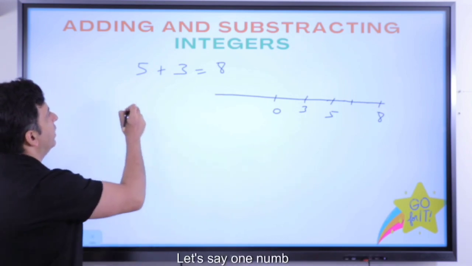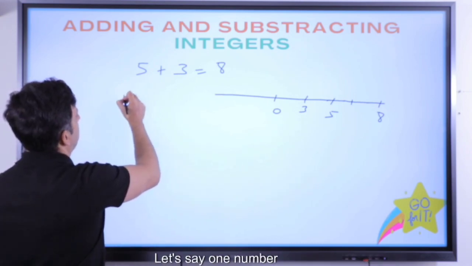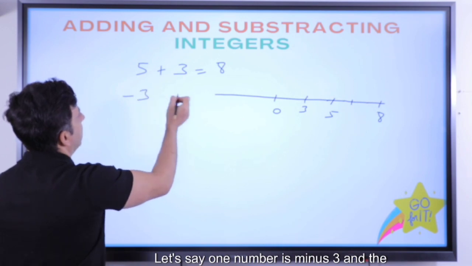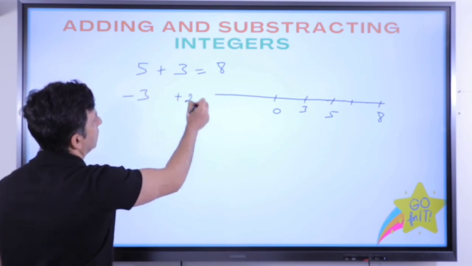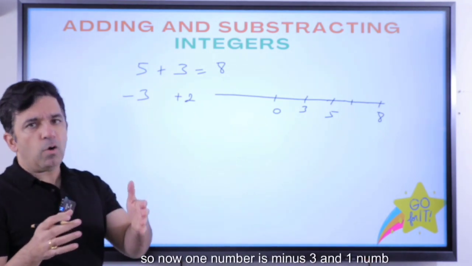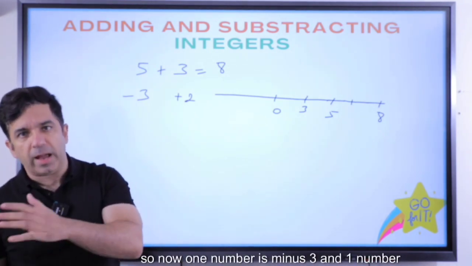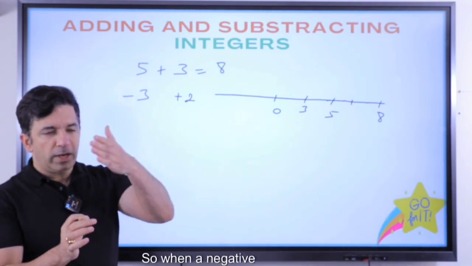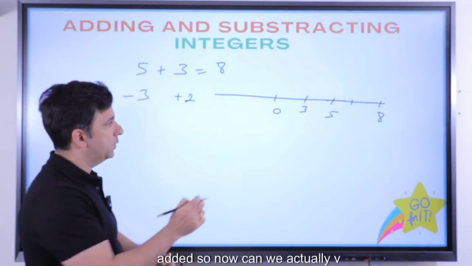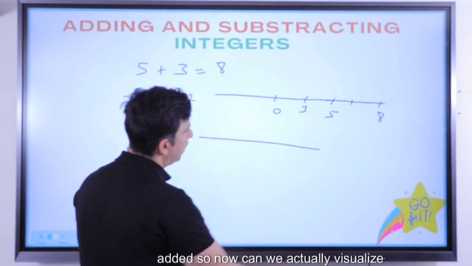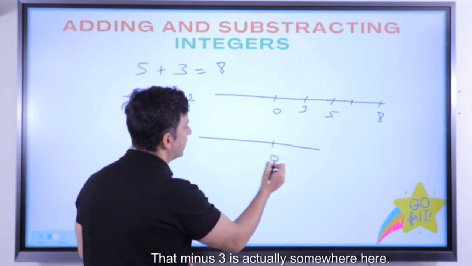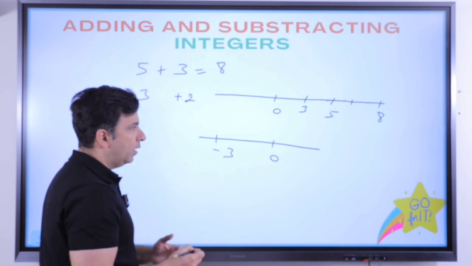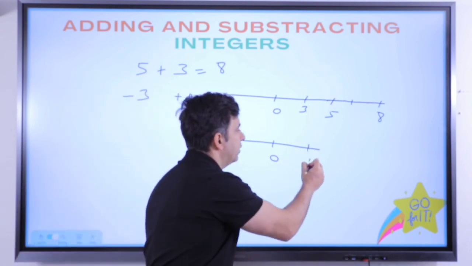Now let's say one number is negative. Let's say one number is minus 3 and another number is, let's say, plus 2. So now one number is minus 3 and one number is plus 2. So when a negative and a positive number is added, can we visualize through the same number line structure that minus 3 is somewhere here and 2 is somewhere here.